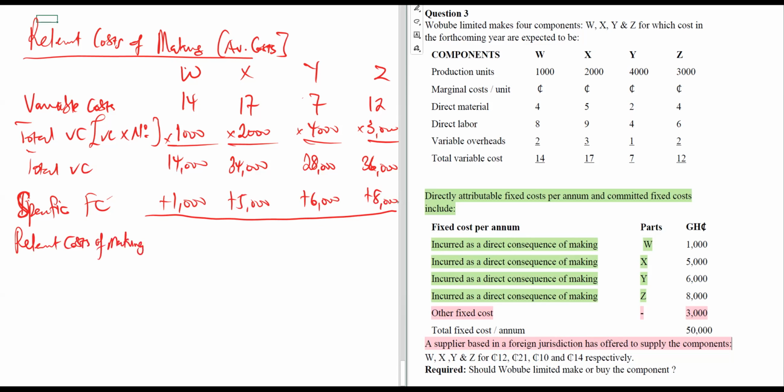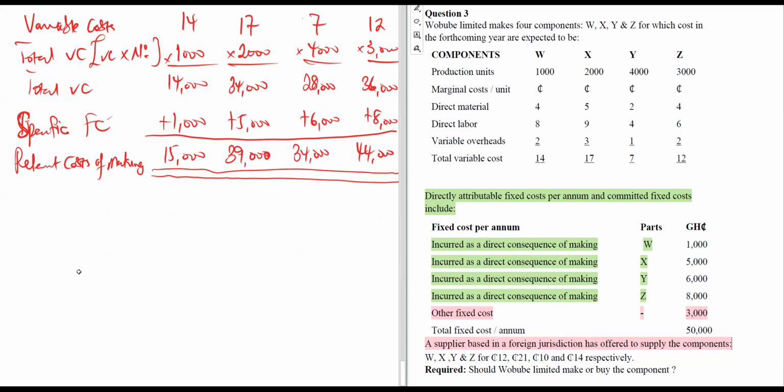The 3,000, does it have any treatment? No. Why? Whether you take the project or not, we are still going to get it. Irrelevant. So it's a sunk cost. Committed costs are irrelevant. Okay, so we have what? 44,000. Okay. Now, these are the cost of making.